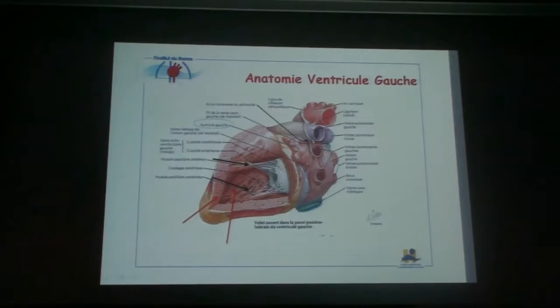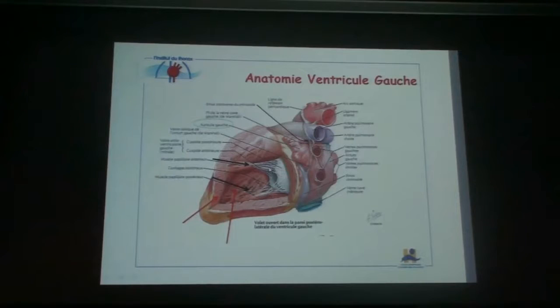If you now open the structure and leave in place the cordage that connects the pillars with the mitral valve, then you can see that you have sometimes one pillar, two pillars, three pillars. It's variable from one patient to another. And over here are represented three pillars that are connected to the mitral valve by cordages.